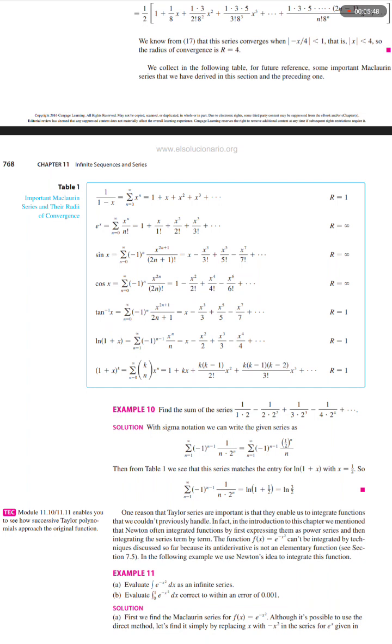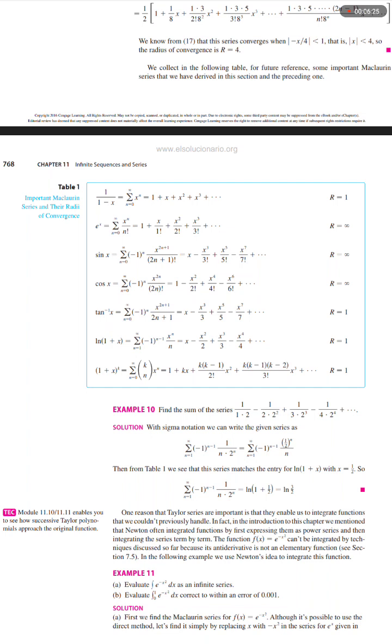Sine of x equals the sum from n equals 0 to infinity of (negative 1) to the power n times x to the power 2n plus 1 over (2n plus 1) factorial, equals x minus x cubed over 3 factorial plus x to the 5th power over 5 factorial minus x to the 7th power over 7 factorial plus ellipsis, R equals infinity.